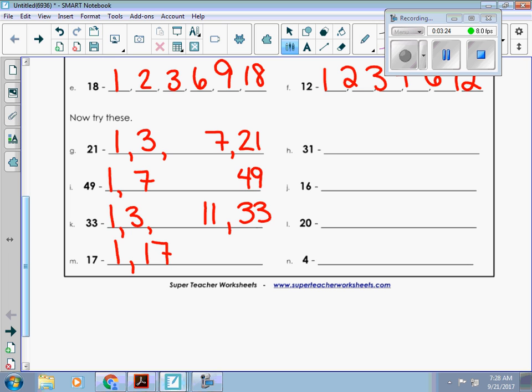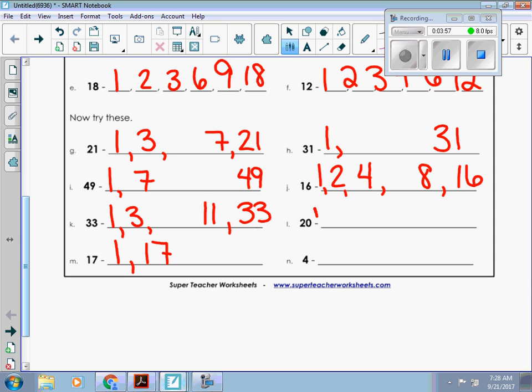For 31, I have 1 and 31. And 2, 3, 4, 5, 6, and 7, 8, 9, 10. None of them work, so I'm going to say that 31 is prime, and that's it. For 16, I have 1 and 16. And it's even, so I have 2, and 2's partner is 8. 3 does not work, but 4 times 4 does, and because it's the same number, then I can be done checking.